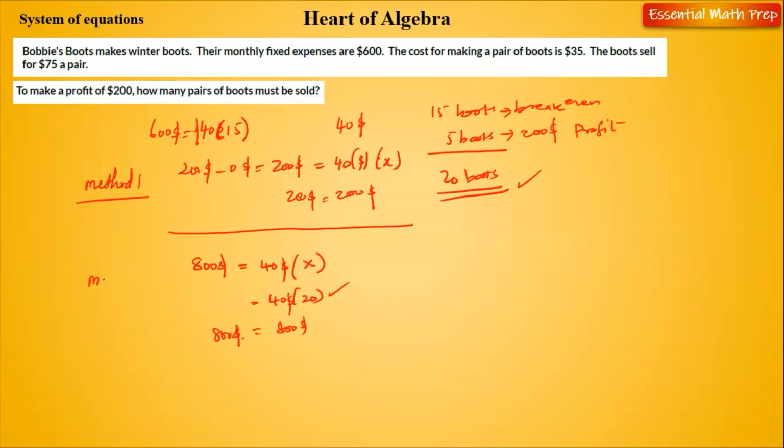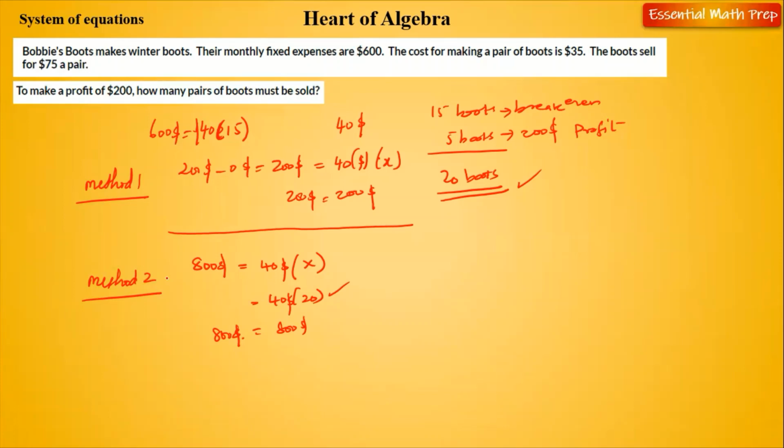And this is method 2. Method 2 is independent of method 1, because method 1 is dependent on knowing how we did the previous question. If this were an independent question on the test, then basically 600 is the monthly expense. Okay, profit is $200. That means the total is 800, right?